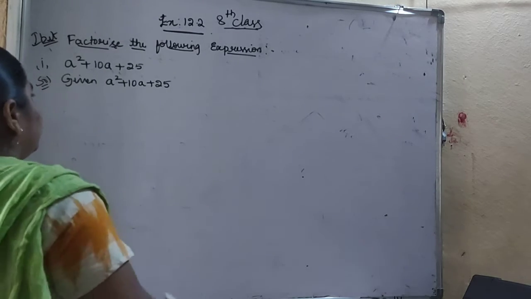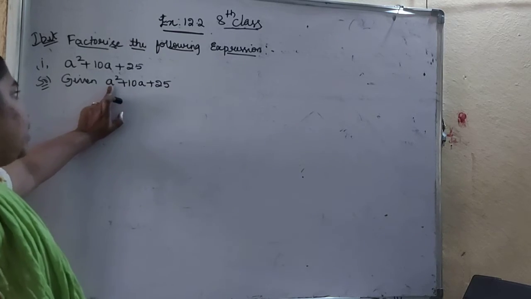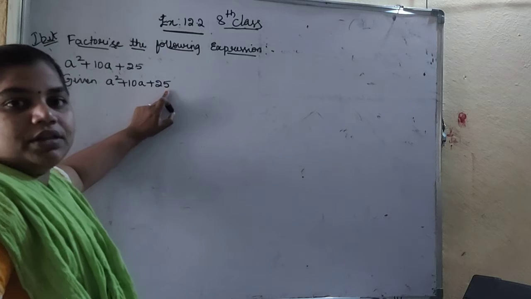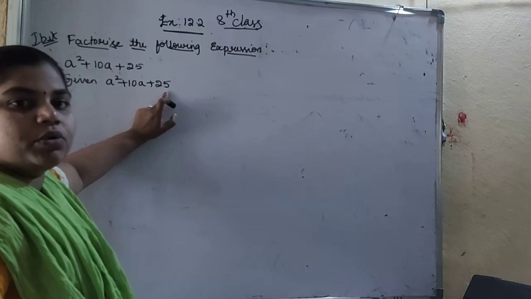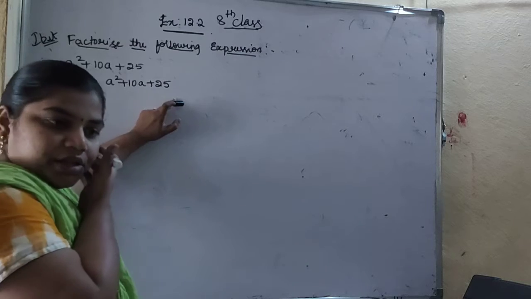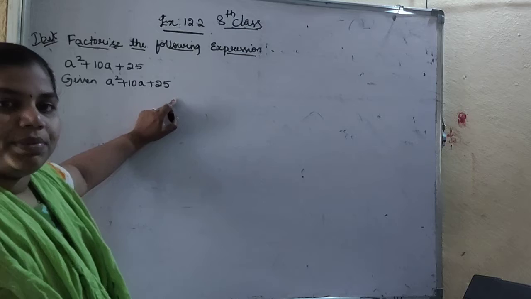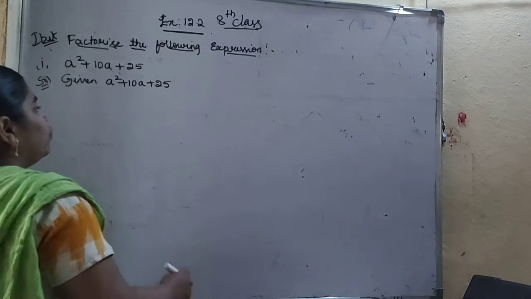Yes, we can use it, because the first term and last term are in the form of squares: a square, and this 25 can also be written as 5 square. So this is in the form of an identity. Which identity? That is our first identity, a plus b whole square is equal to a square plus 2ab plus b square. So that identity we are going to use.